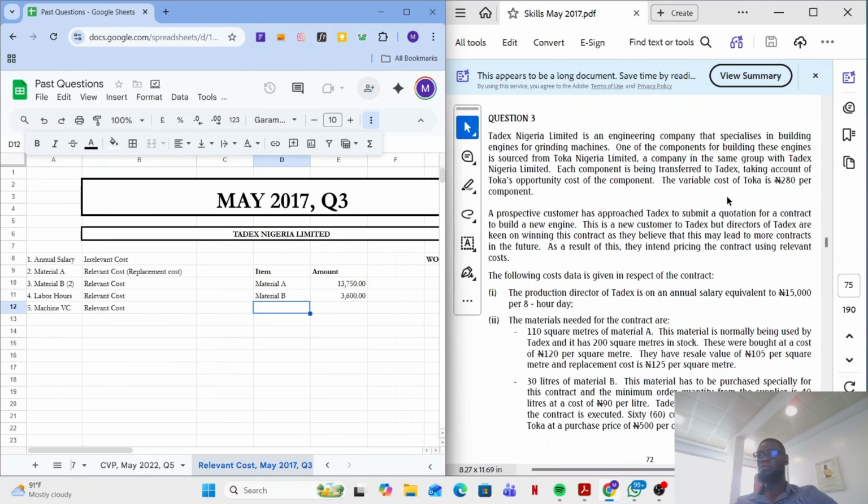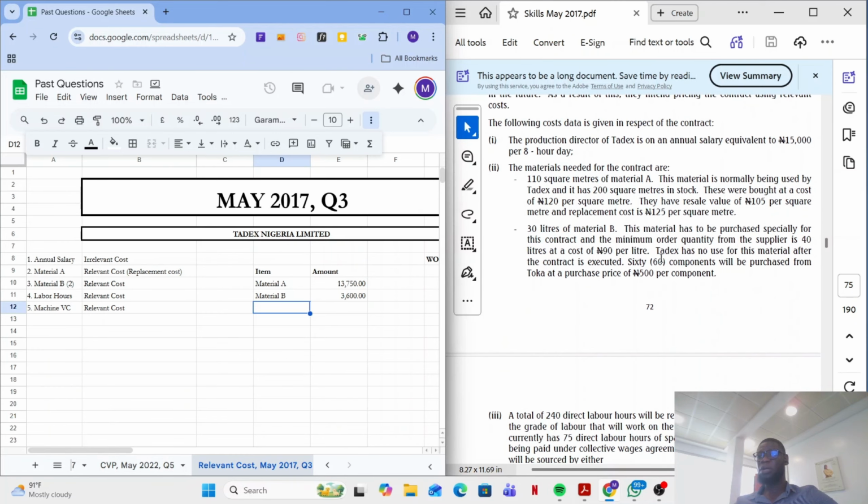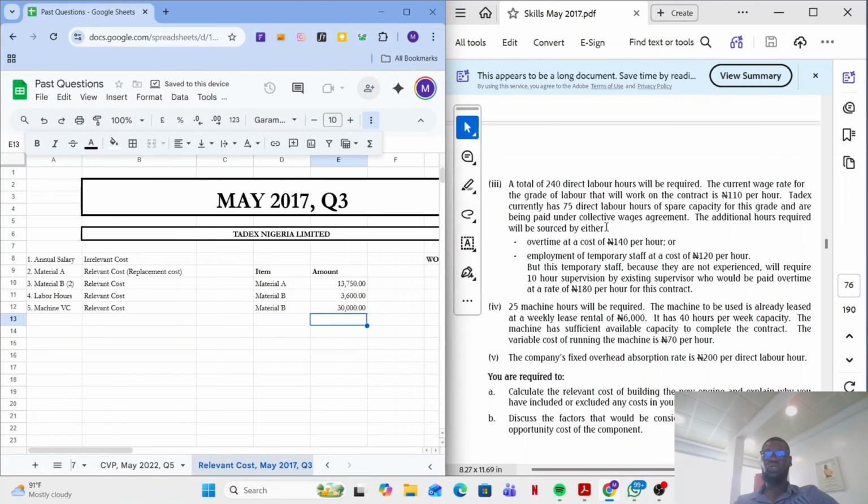Remember that they mentioned here that they used to buy stuff from Toka at 218 naira. This is the historical price, right? But they're telling us that they have to buy 60 components from Toka at the price of 500 per component. So this is still material B. So this is 60 times 500. It's pretty straightforward. I think the part that might prove a little less straightforward, even though it's simple, is labor hours. So let us work on labor hours together.